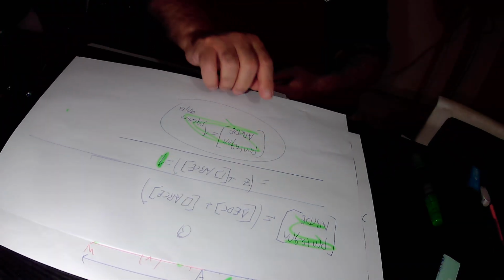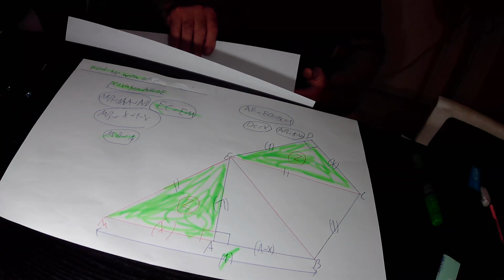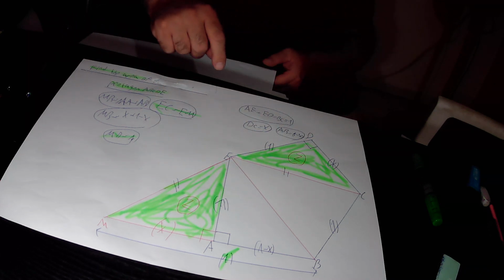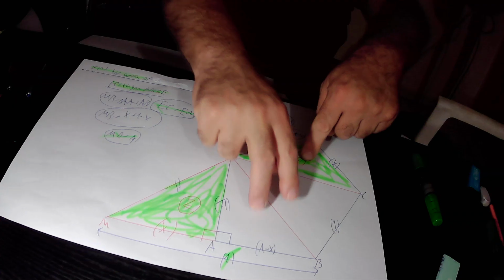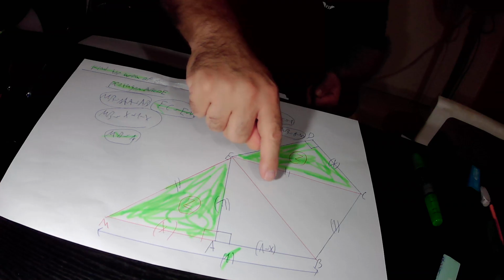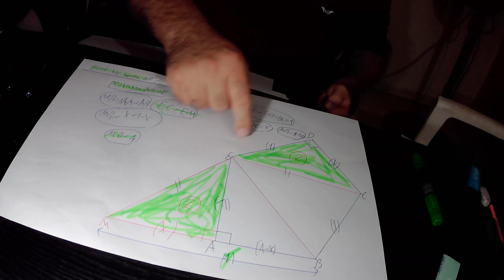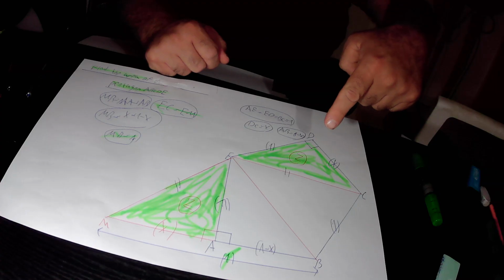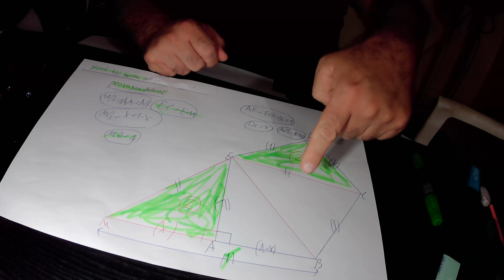The area of the big pentagon ABCDE must be equal to the sum of the areas of the shapes that it consists of. The big pentagon ABCDE consists of only two shapes. The first shape is the green right triangle EDC, and the second shape is this quadrilateral ABCE. And therefore, the area of the big pentagon ABCDE must be equal to the area of the first shape, that is the area of the green right triangle EDC, plus the area of the second shape, that is the area of quadrilateral ABCE.